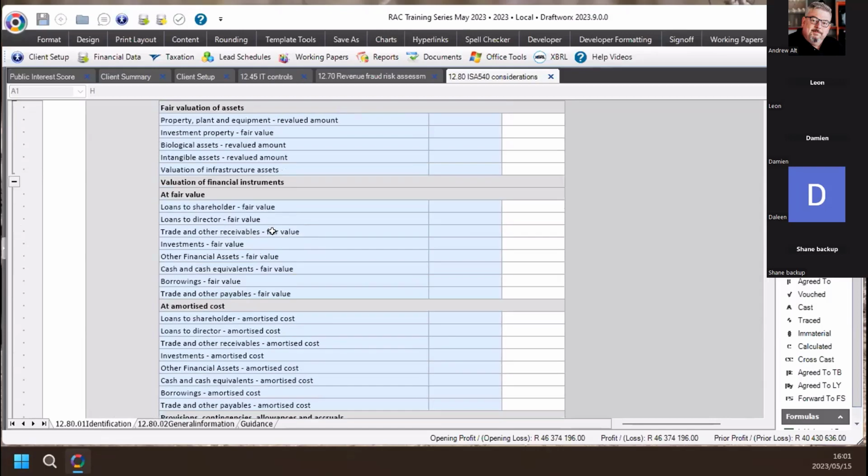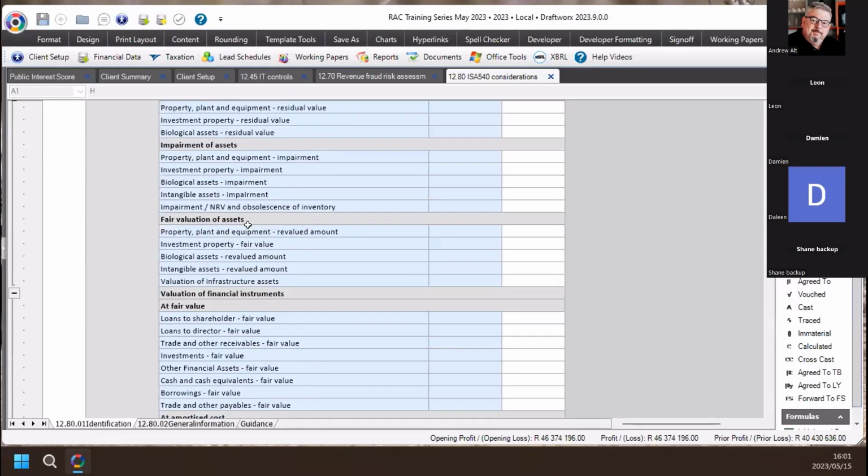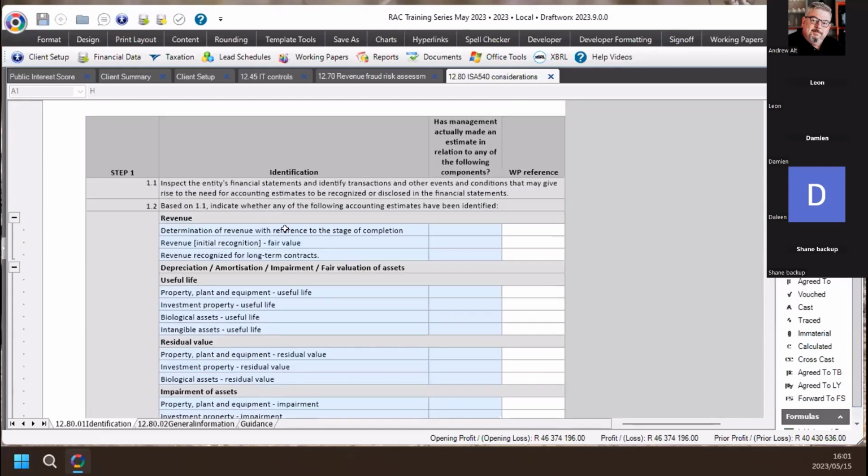A lot of these might not exist, and you can simply ignore them or say no. But we ask the question next to each one, made an estimate in relation to any of the following components. So we get to something like property, plant, and equipment useful life. I don't know what your clients are like. Mine very often had no clue what they needed to do around the useful life of property, plant, and equipment.